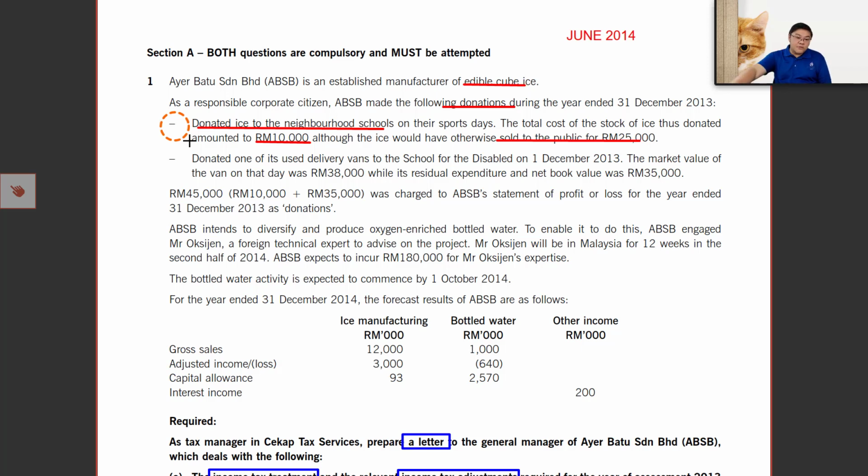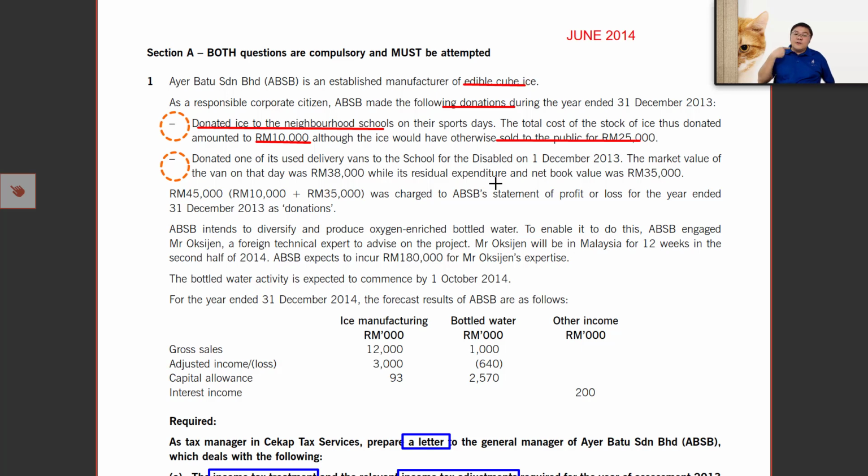Okay. Now, they also donated a used delivery van to the school for the disabled on the 1st December 2013. The market value of the van on that day was 38,000, while the residual expenditure and the net book value is 35. Now, why are they telling you all that? You would have guessed that this has something to do with capital allowances, because they gave words like market value and RE. What else can it be if it's not capital allowances, right? So you would have guessed that this is to do with CA.